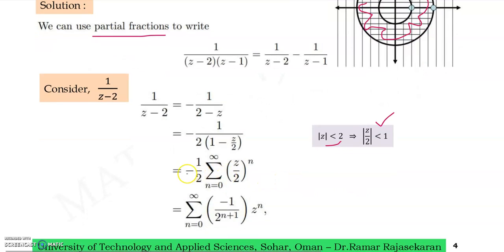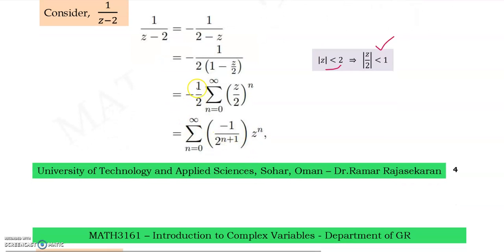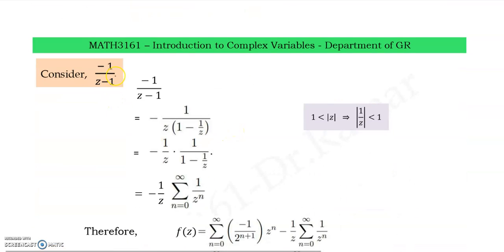So I can write it in summation form: minus 1 over 2 sigma n equal to 0 to infinity (z over 2) power n, by rule 2, which we already know. Then you write the minus 1 over 2 inside the summation, so you will get this. Now consider the second term, minus 1 over z minus 1. Here you take z as a common factor. If you take z as a common factor, the remaining one is 1 minus 1 over z.